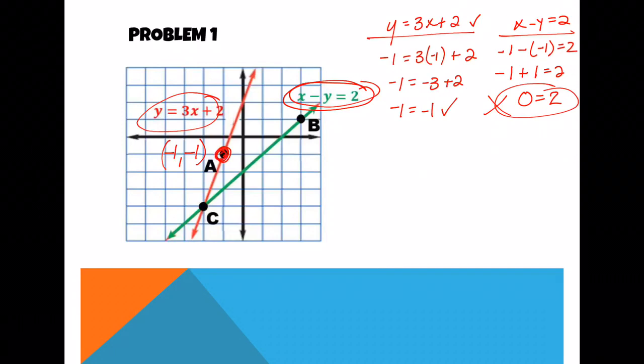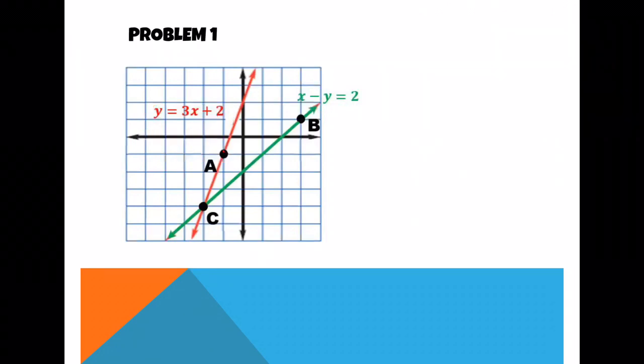So let's try this again with point B. I'd like you to take a moment and identify the ordered pair at point B, and then I would like you to algebraically show that it is in fact a solution to the equation x minus y equals 2 by substituting in the x and y values. And then I'd like you to show me that it is not a solution to the line y equals 3x plus 2. So pause the video and do that work, and then come back and check your answer. Okay, let's see how you did.